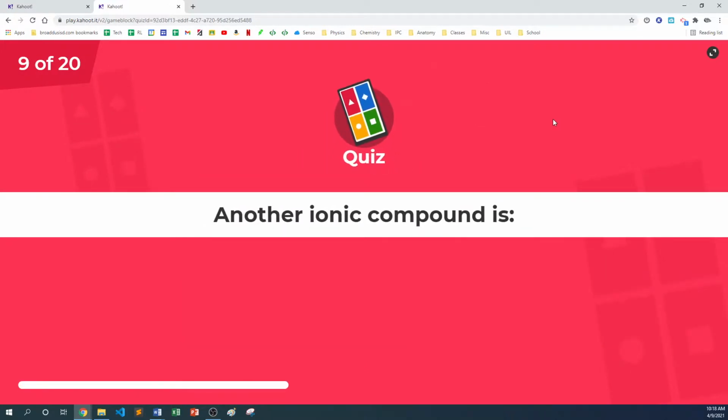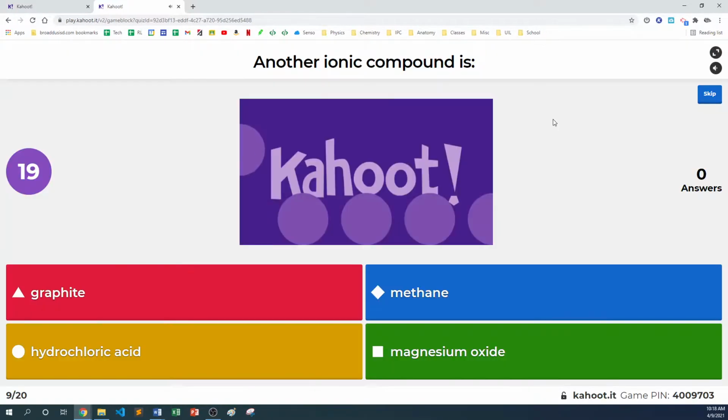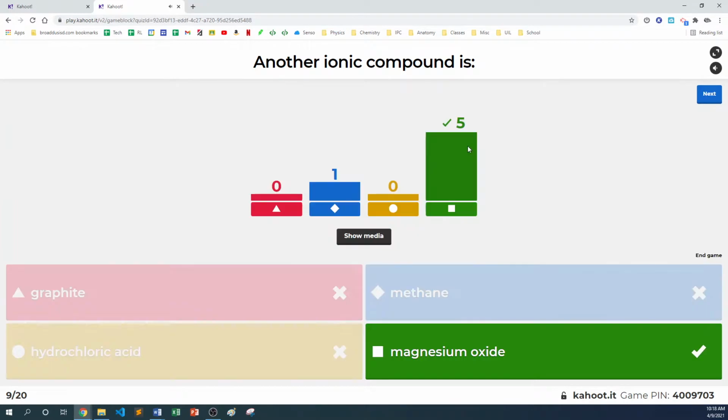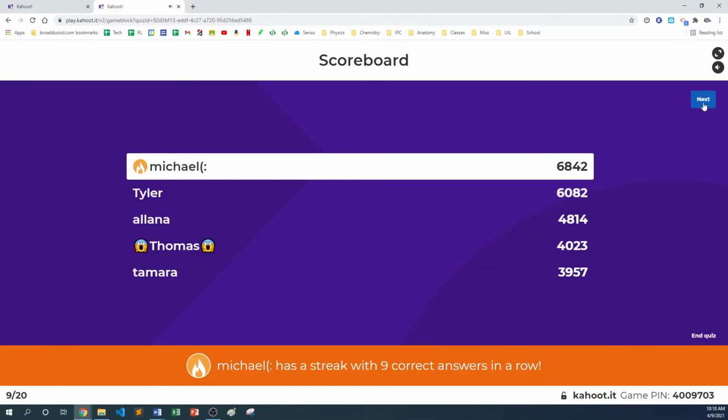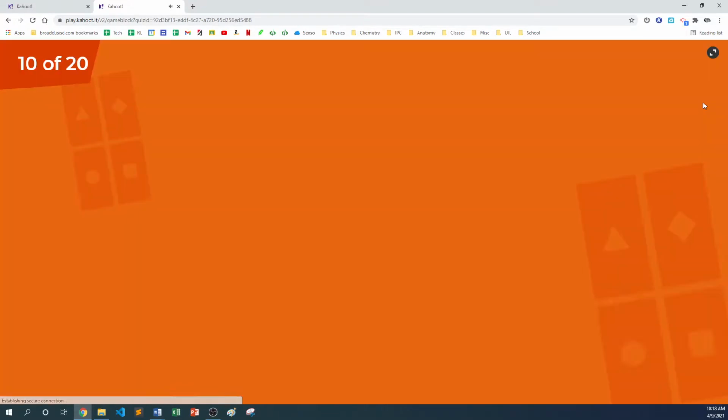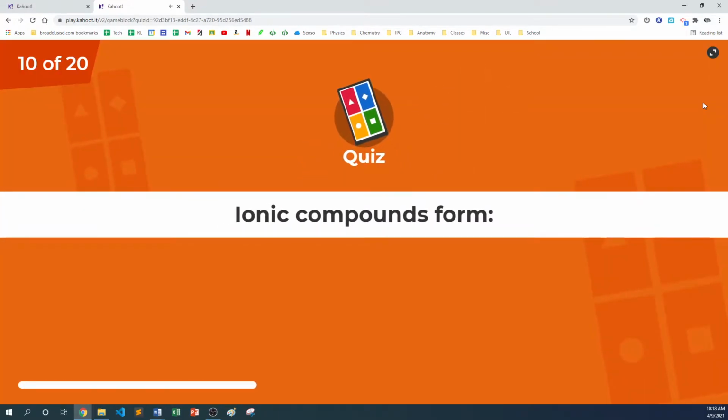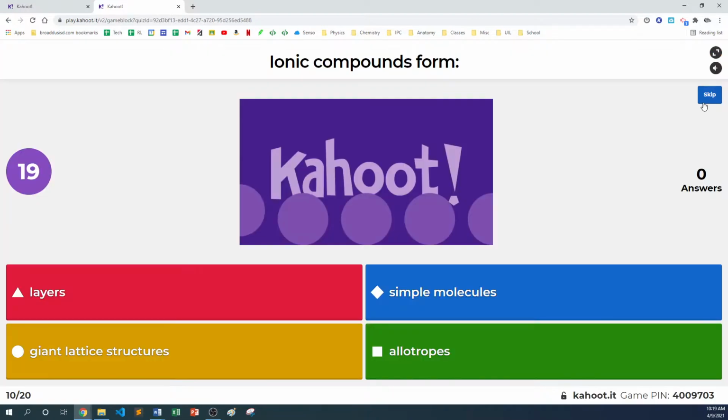Another ionic compound is... Hydrochloric acid. Methane. That was a joke. I didn't know what to pick. So we have a metal and a non-metal. Ionic compounds form.